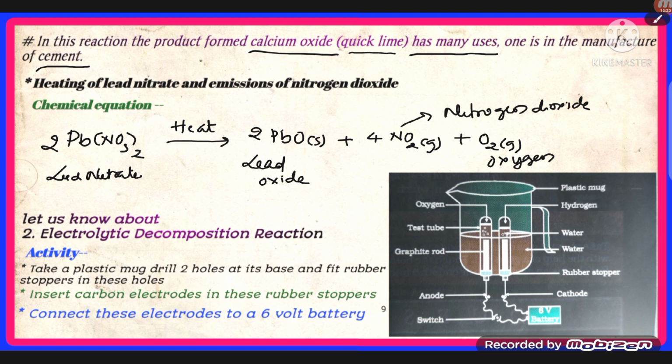Let us know about the second one, electrolytic decomposition reaction. Here also one activity is given in your textbook. Let us know about it. In this activity, take a plastic mug, drill 2 holes at its base and fit rubber stoppers in these holes. Insert carbon electrodes in these rubber stoppers. Connect these electrodes to a 6-volt battery.